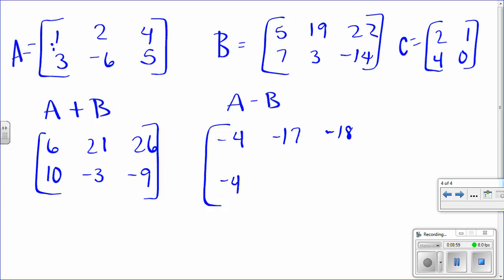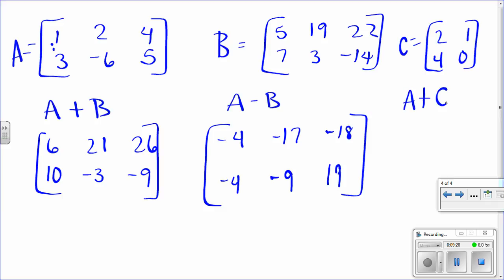Negative 6 minus 3. Or negative 9. Yeah. 5 minus negative 14. Negative 14. 5 minus negative 14. It's not going to be negative. 19. Yeah. Okay.